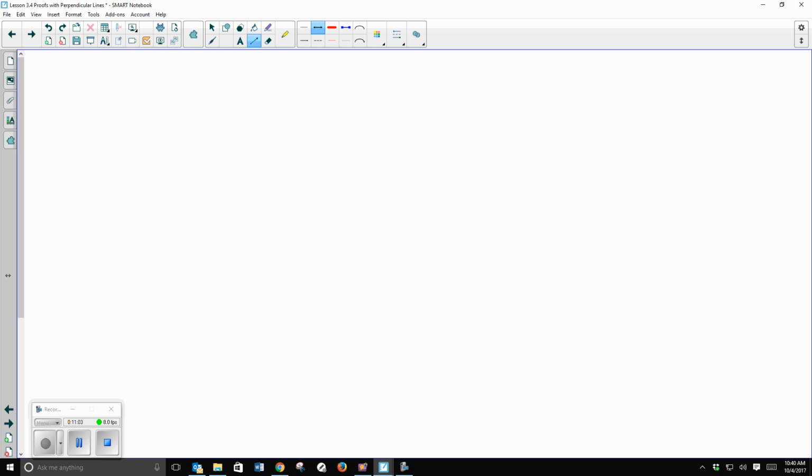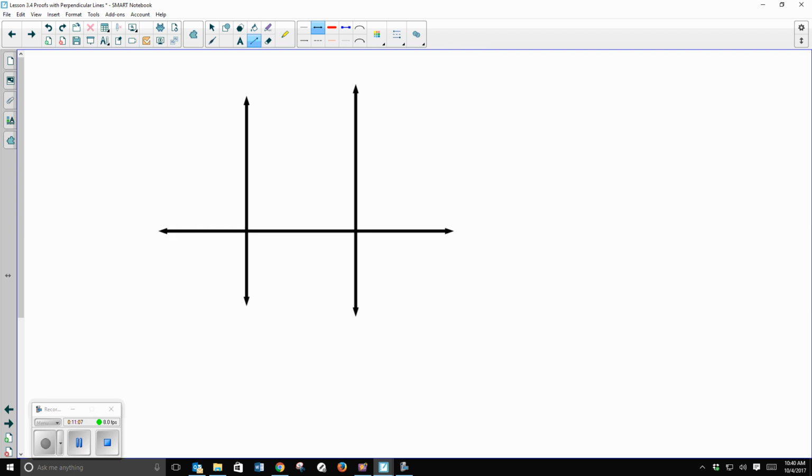So if two lines are perpendicular to the same line, so if this is going on, if these two are perpendicular, then these two lines must be parallel. It's just kind of going in the opposite direction of the one we just talked about.